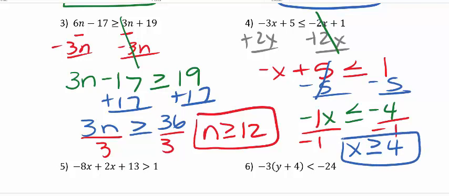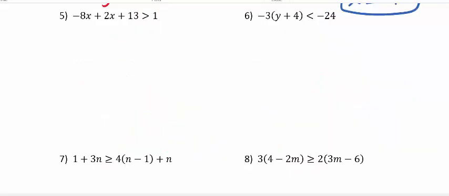In number 5, this time we have these x terms together on the left-hand side, so we just have to go ahead and combine like terms. We can go ahead and add those together. So negative 8x plus 2x is a negative 6x.